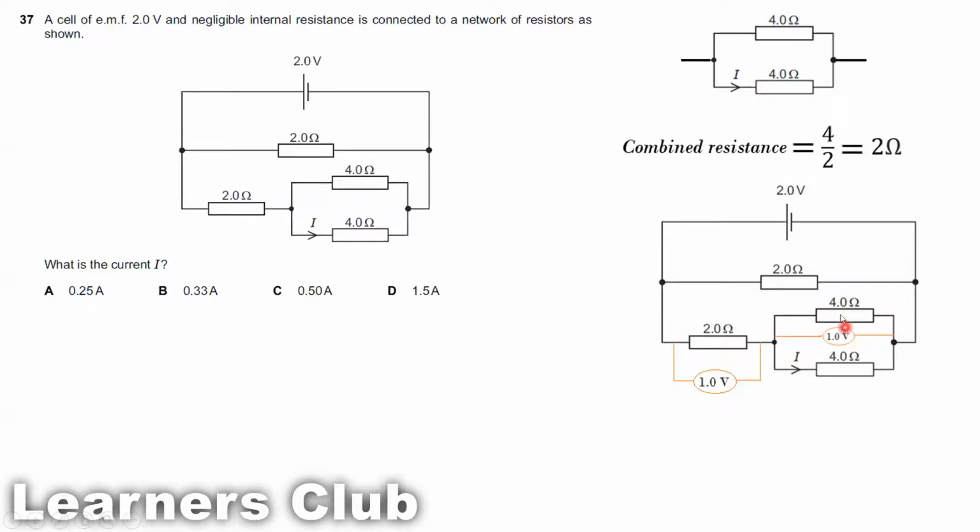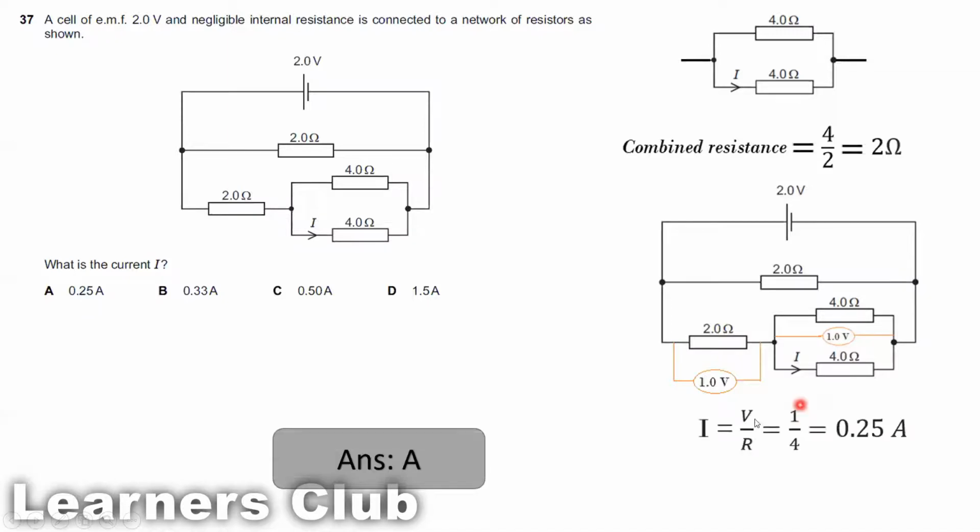So again, they are in parallel. So the 4 ohm, this resistor will get 1 volt. This resistor will get 1 volt. Then what is the current? Current is equal to V over R. So V is 1.0 volt divided by resistance, which is 4.0. So my answer is 0.25 ampere, which is option A.